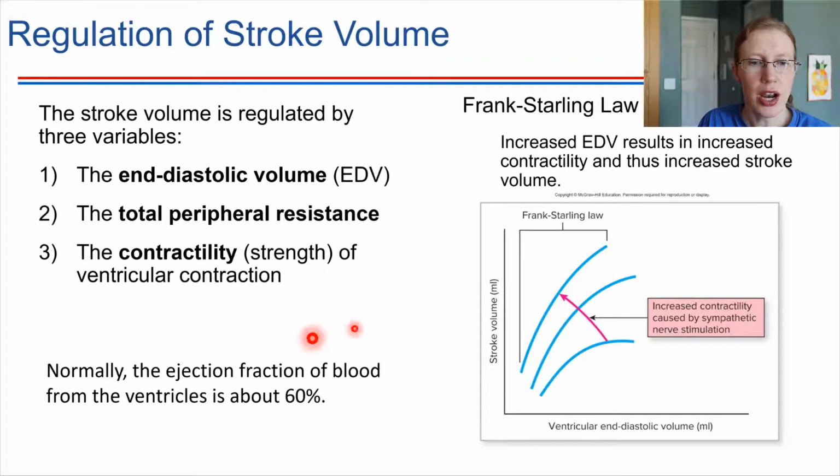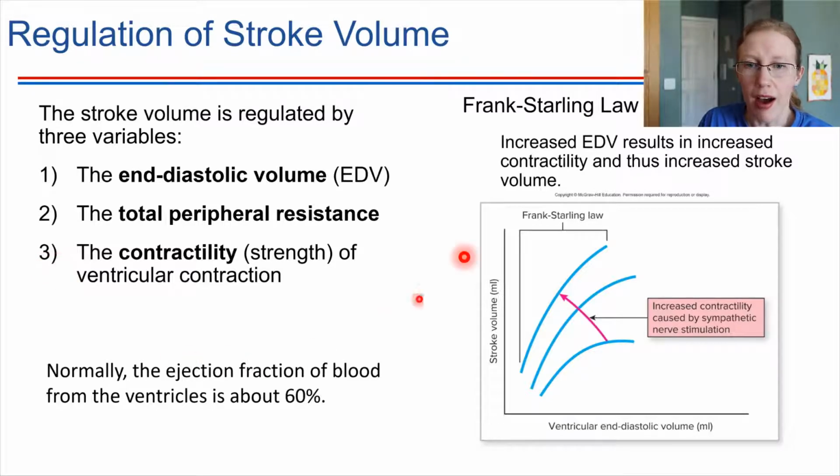Number three, the contractility. This is referring to how strong the ventricles are. The heart is a muscle, and so depending on the strength of the muscle, that's going to influence how much blood can be pumped out per beat. Ordinarily, in a normal healthy heart, about 60% of the blood in the ventricles leaves every heartbeat. So that's kind of an interesting note. It's not like all of the blood gets squeezed out of the ventricles. It's about 60% in a normal healthy heart.